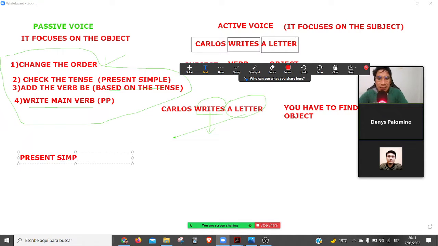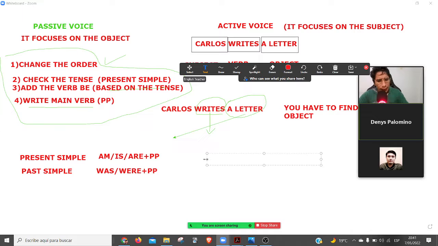In the present simple, this is your chuleta, okay? Present simple, you add the verb be plus the verb in participle. Now, in the past simple, it is the verb be but in the past: was, were, plus the main verb in participle again. So we can change here the verb be: is, are. Okay? But now focus on this.